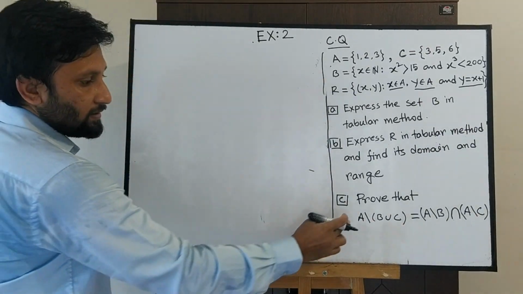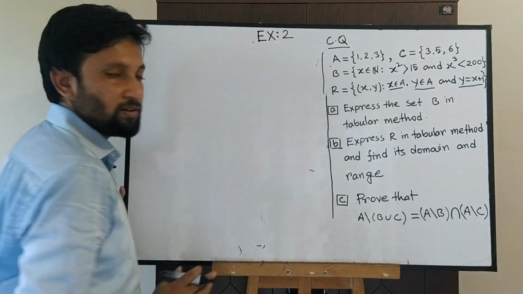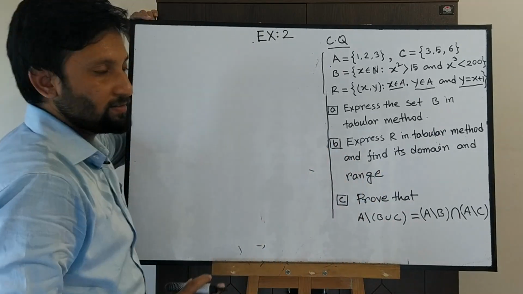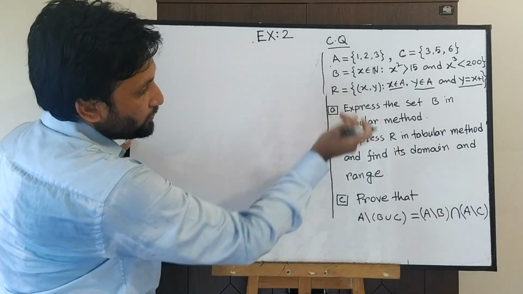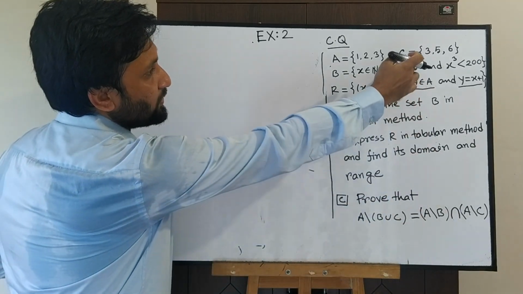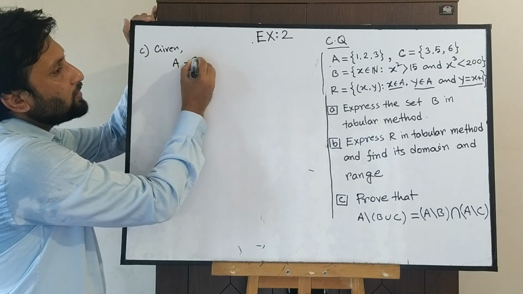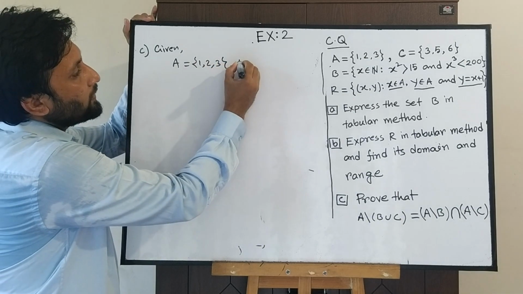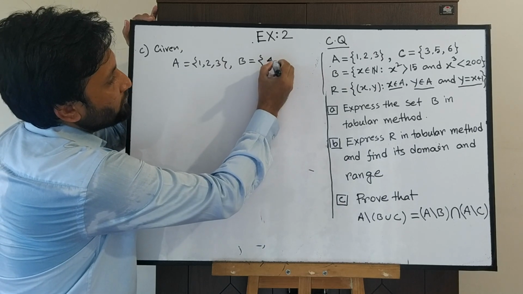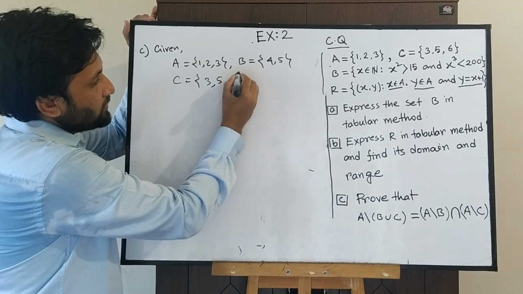See that, prove that A subtraction (B union C) equals (A subtraction B) intersection (A subtraction C). Now we need all elements of A, B and C. Given A = {1, 2, 3}, from B we get 4 and 5, and C are given 3, 5 and 6.